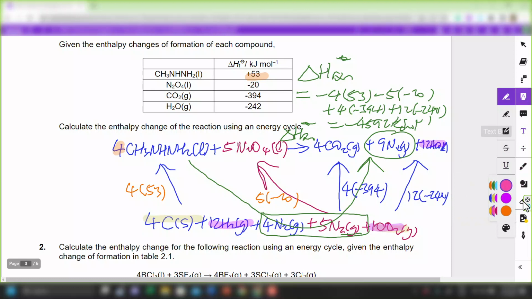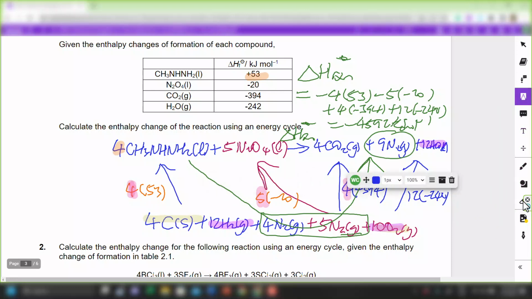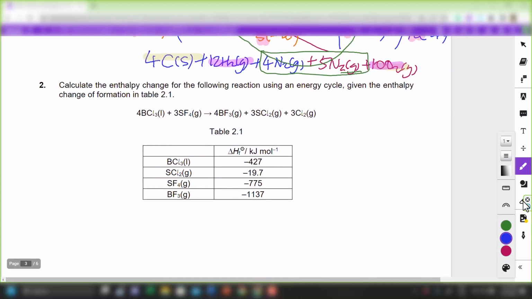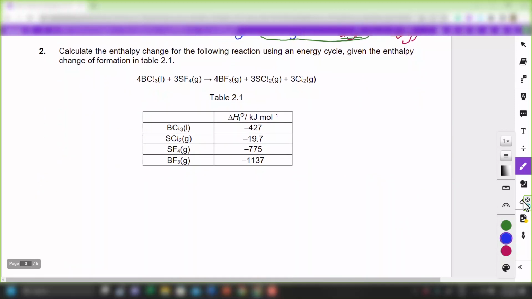Okay, and then of course number 3 is you must ensure that you multiply the coefficient to the respective enthalpy change of formation term. And of course the cycle you have drawn must be a closed loop. Okay, and then next I'm going to move on to question 2.